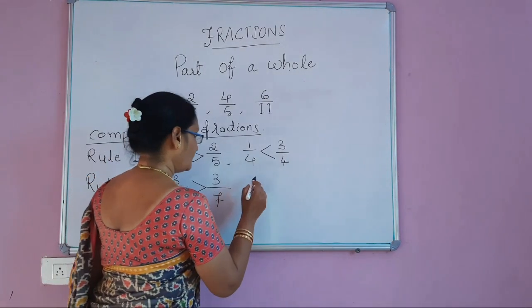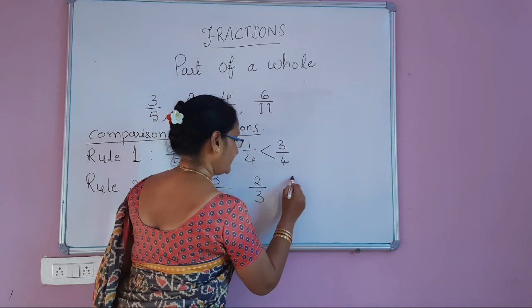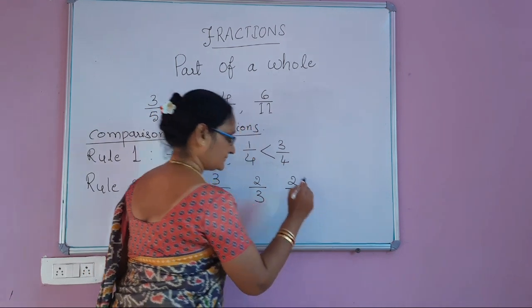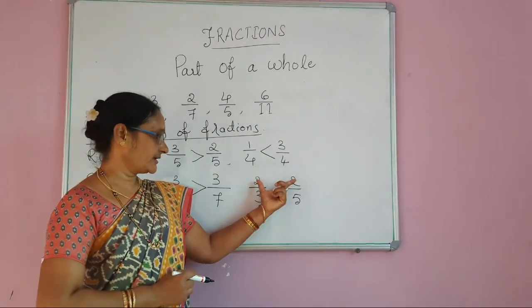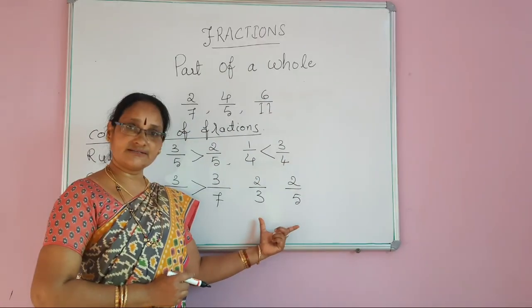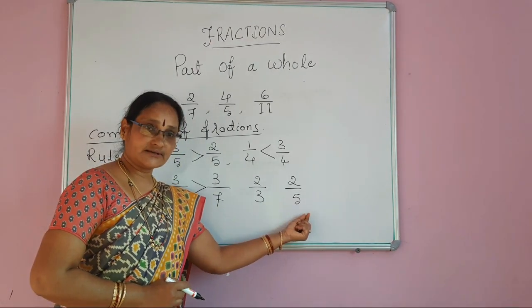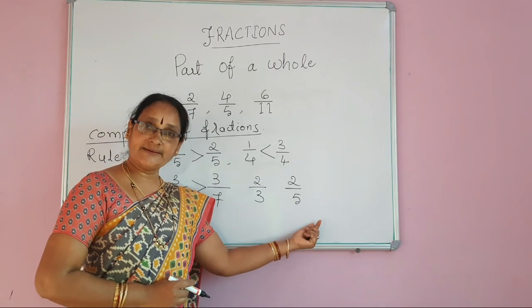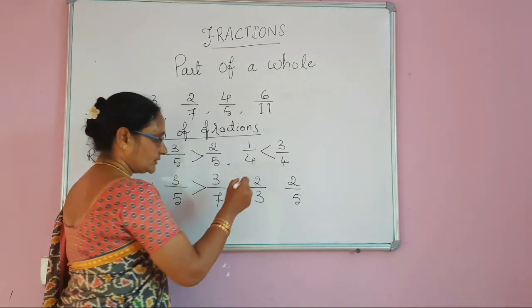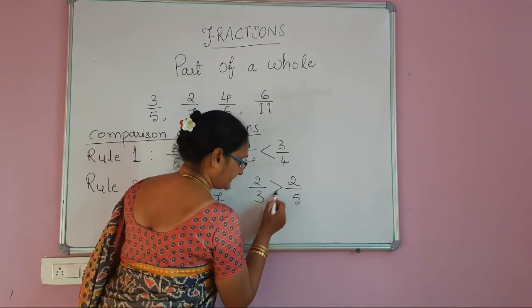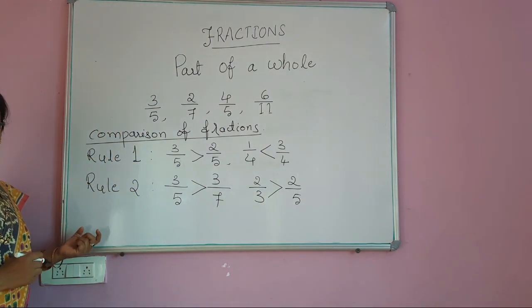The same way, one more example we can write here: 2 by 3 and 2 by 5. Now can you say which is bigger here? Here see, both the numerators are same, denominators are different. And which is the biggest one here? Among 3 and 5, 5 is the biggest. So then which is smaller? 3 is the smaller. Automatically 2 by 3 is greater than 2 by 5. This is Rule 2.